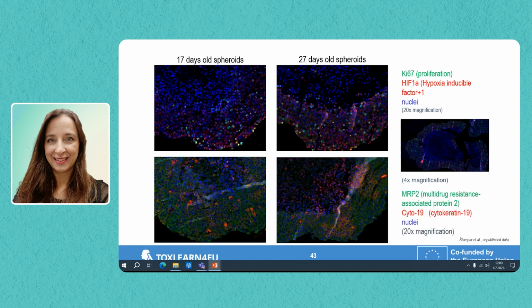Then we also have some multi-drug resistance associated proteins that are responsible for efflux of compounds from the cells, and also some cytokeratins, again with different zones labeled.